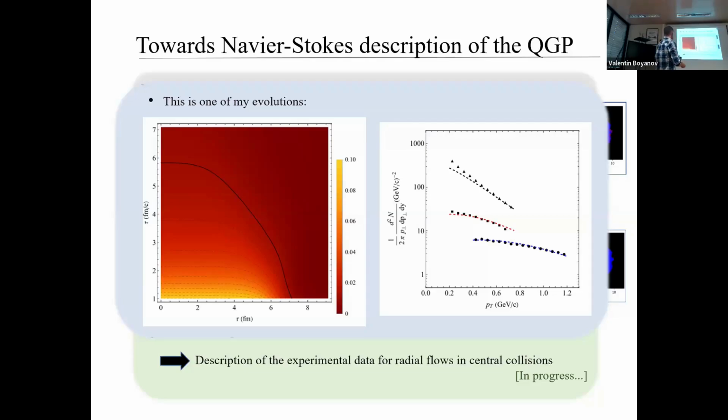And with this, I can try now to fit the data. This is actual data. This is for pions, kaons, and protons. And with these simulations, I can now fit this data, providing the first fits to data by using relativistic Navier-Stokes, as a proof of principle that relativistic Navier-Stokes can do this job.